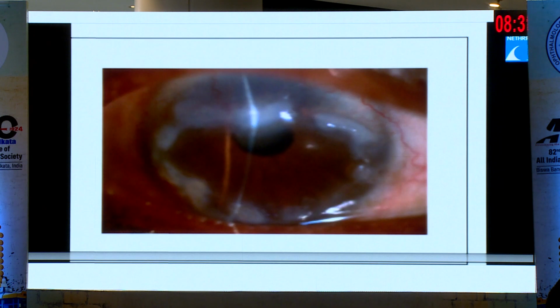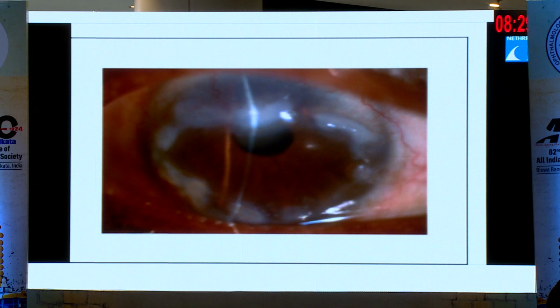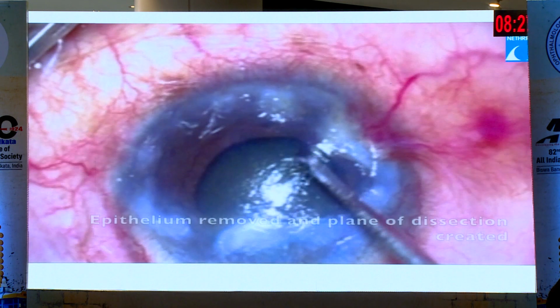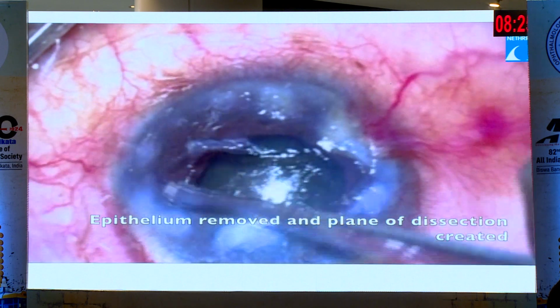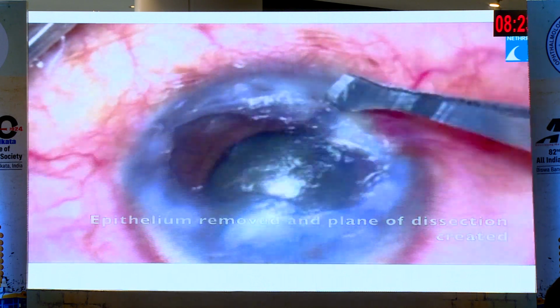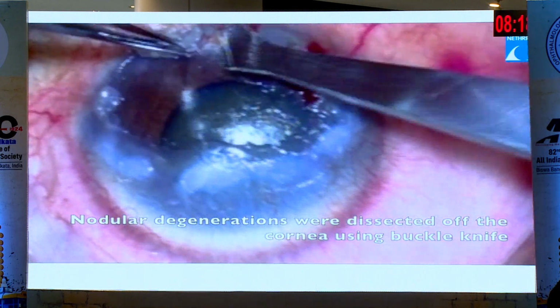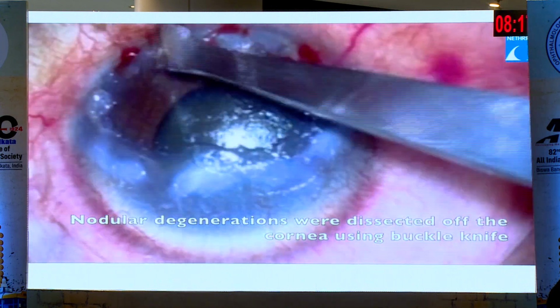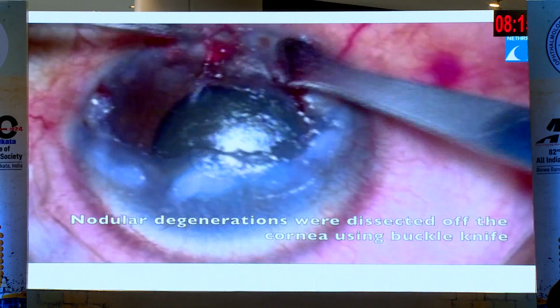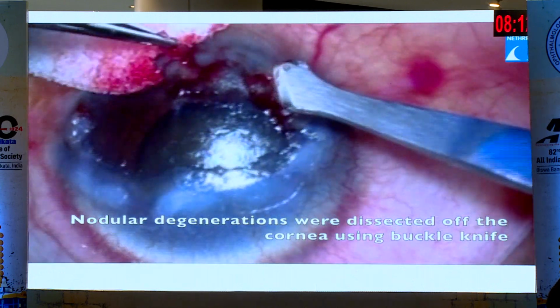This is a video showing you the superficial keratectomy, which can actually reduce the induced hyperopia and the astigmatism caused by the elevated peripheral nodules. The epithelium is removed, and the trick is to find a plane between the nodule and the Bowman's so that the entire thing can peel off, and you can then leave a smooth surface.